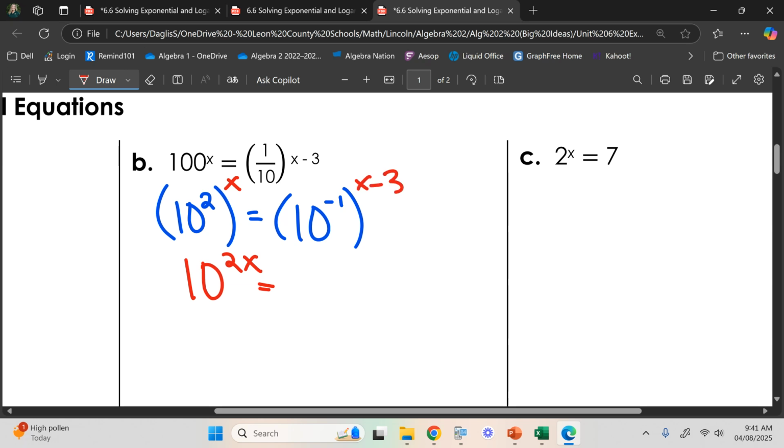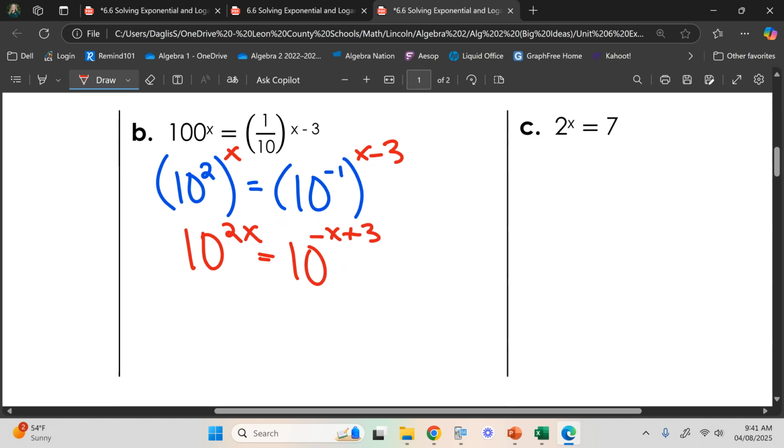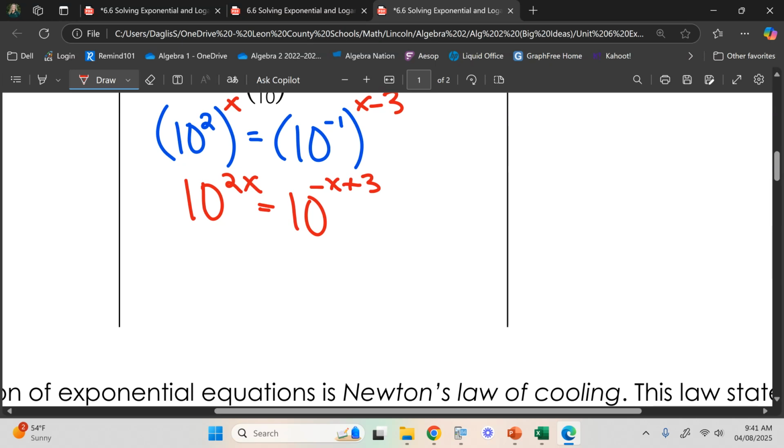10 to the negative 1 power is the same thing as 1 over 10. The exponent of x minus 3 is still here. Again, power to a power, we multiply. So this is 10 raised to the negative x plus 3. So this one had some rewriting, but now I have the same base. So now I can make my exponents equal to each other. So we get 2x equals negative x plus 3.